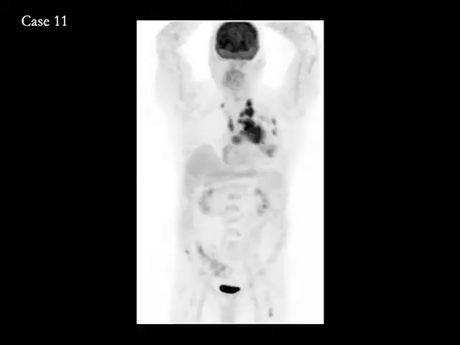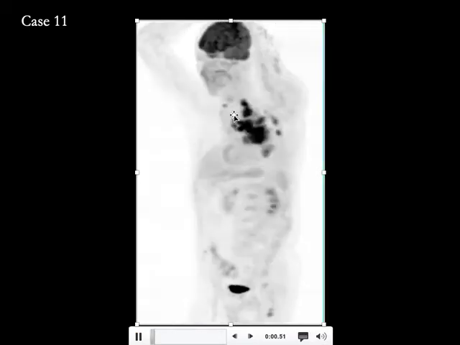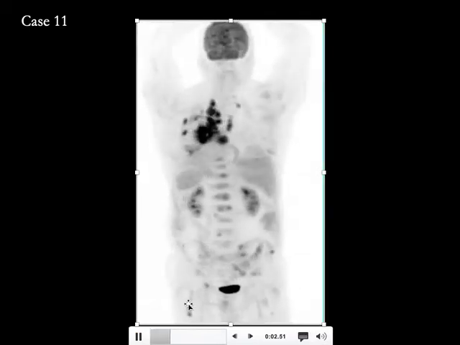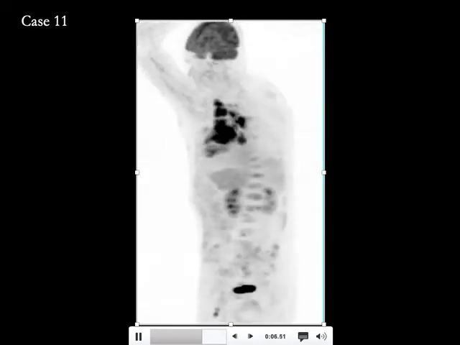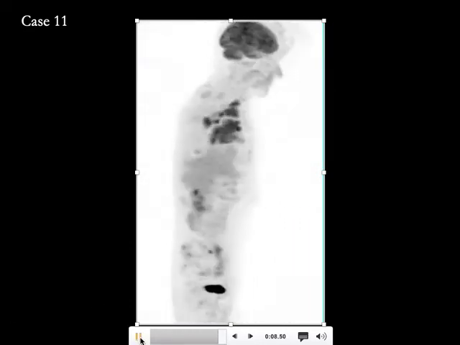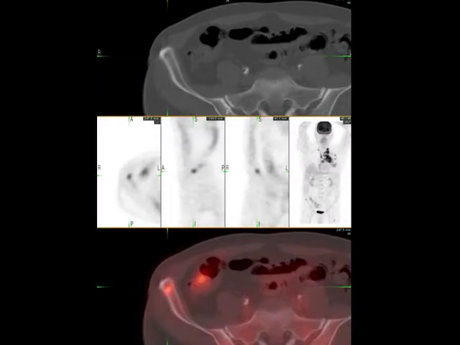Here is an interesting patient. Case number 11, patient with history of lung cancer with multiple foci in the left side of the chest, also in the right side of the chest, and a focus in the pelvis. They were unresectable and they were treated with chemoradiation. Look at this focus in the right side of the pelvis. It corresponds to this focus of hypermetabolism on the fused PET-CT image without any morphological abnormality on the initial CT.